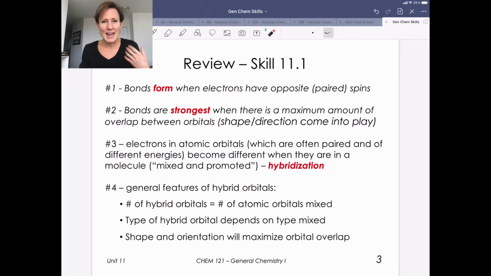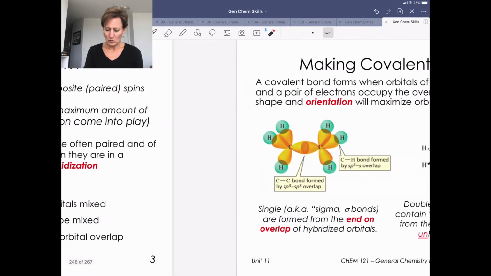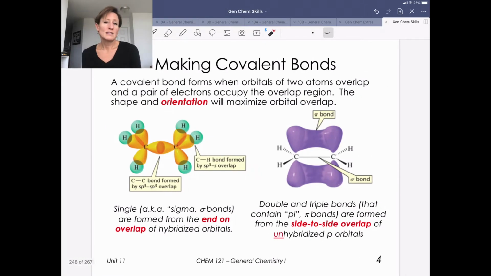Okay, and I'm glad I have some video here where you can see me, because two things that I want to highlight using my hands here: we can either talk about orbital overlap happening like this, which is what we call end-on overlap, or we can have it happening like this. We're going to call that side to side. Those form two different kinds of bonds. Okay, so two kinds of covalent bonds that we're going to talk about making.